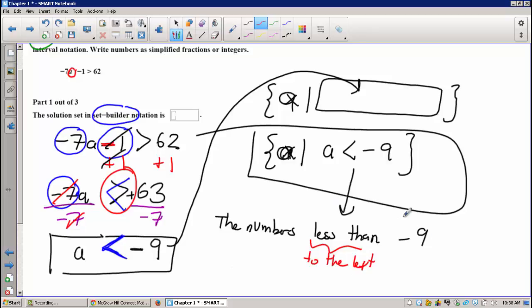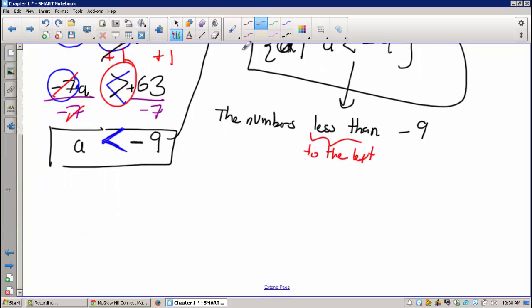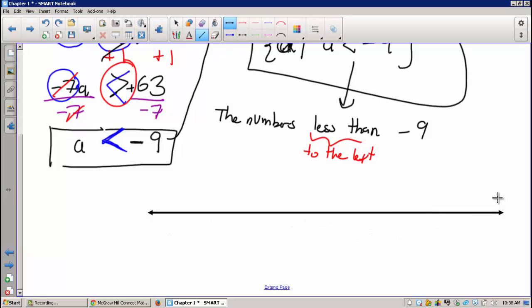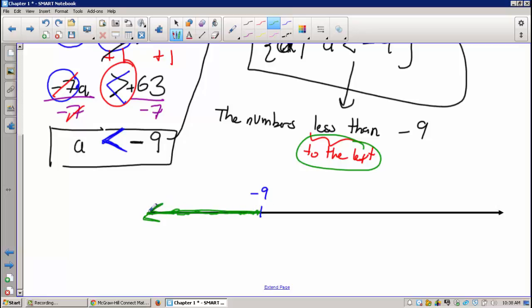So this translation into words helps me make the picture. If I make a real line like this, I spot minus 9. Here is, no, it's a little bit on the left side, right? Minus 9 is somewhere here. And it says, pick the numbers to the left of minus 9. There you go. I'm picking them. How far? No limit. It says every number on the left side of minus 9, so I go all the way across, all the way to the end, like that.